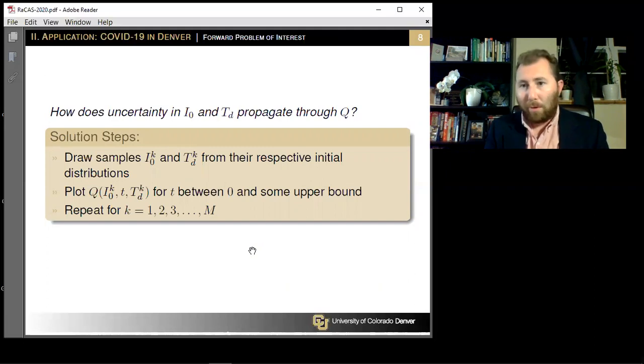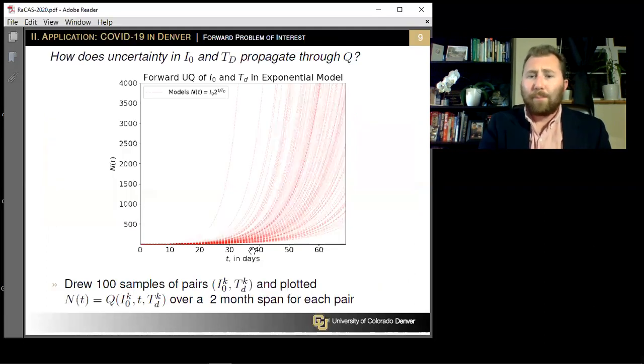We can just sample different values of the initial population and of the doubling time, and we can just plot the different curves that we obtain, and we can do this over and over. And that's what we've done here. I drew 100 samples of pairs that were drawn from the distributions I described a few slides prior. And I plotted all of those curves.